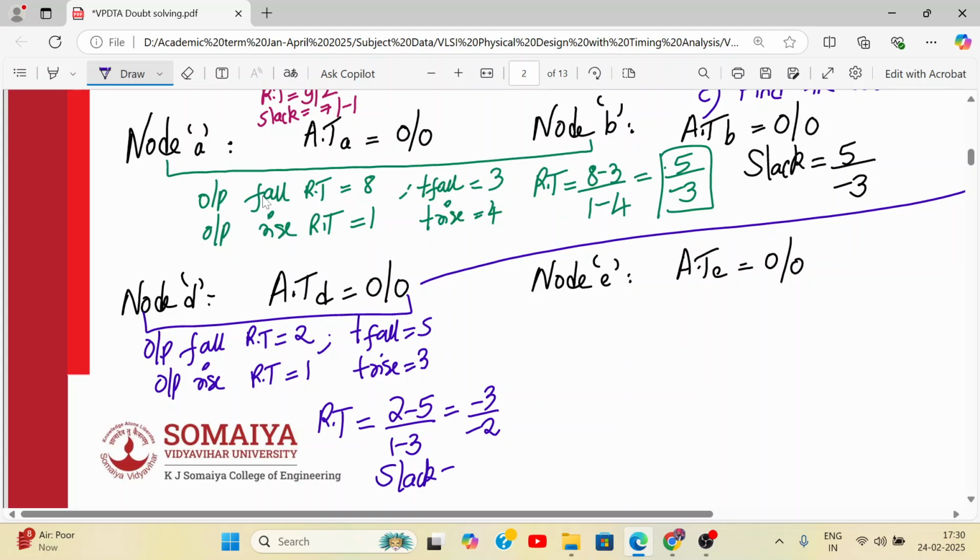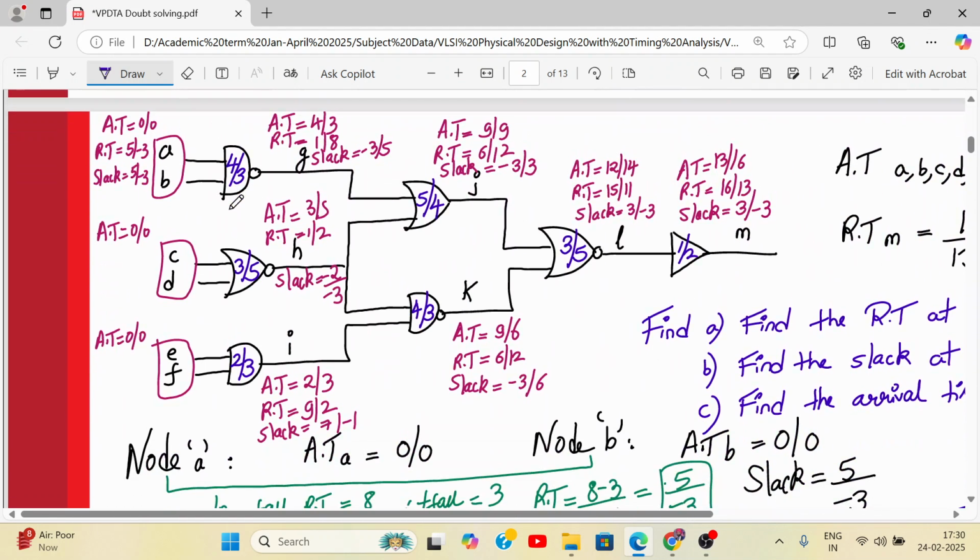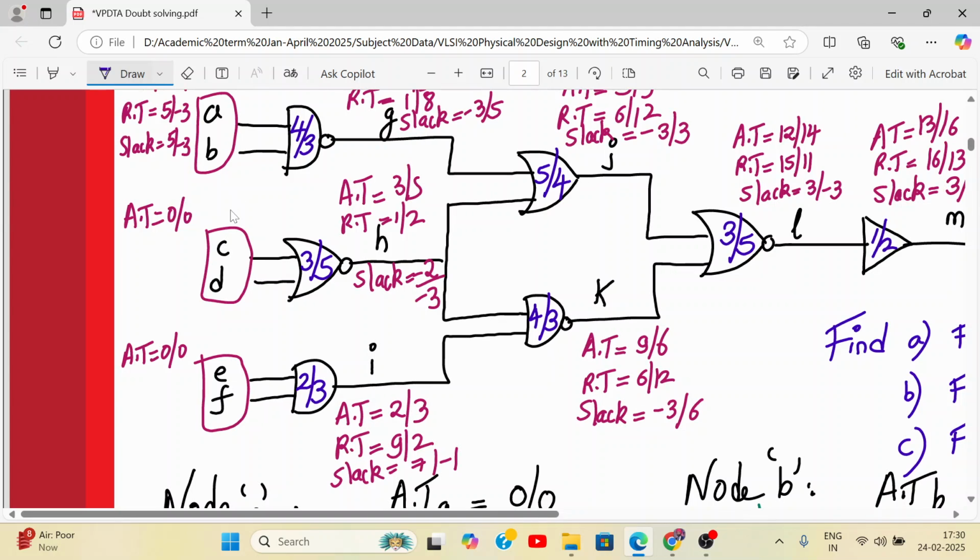Similarly, slack will be the same, minus 3 upon minus 2, since the arrival time is 0. So let us put in this information over here. So here the required time is minus 3 by minus 2, and the slack, let me write it properly, the slack also will be minus 3 by minus 2.